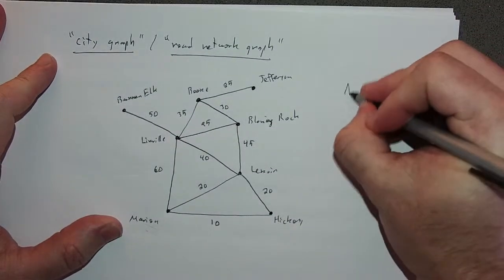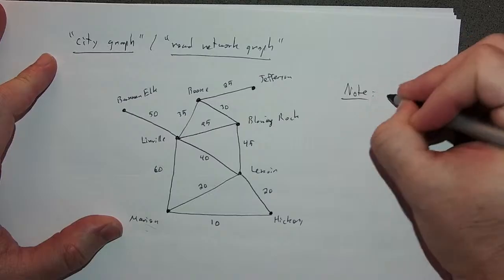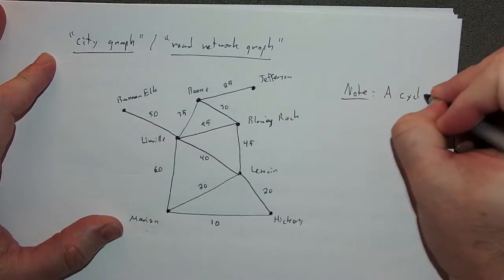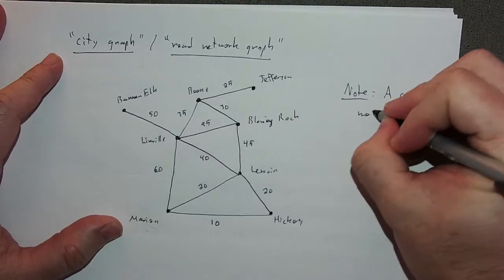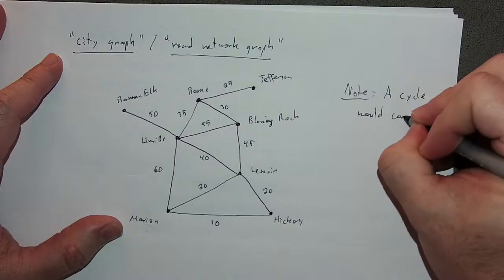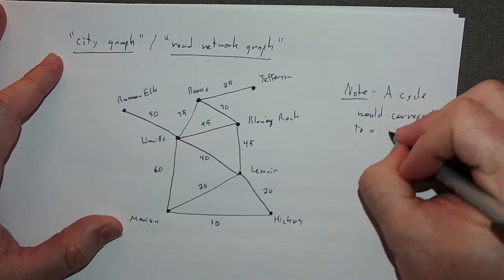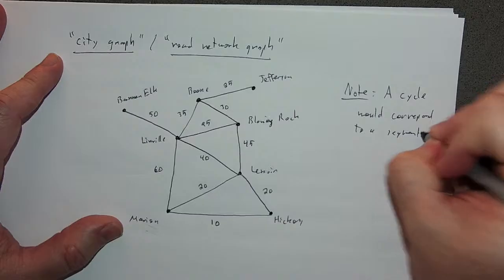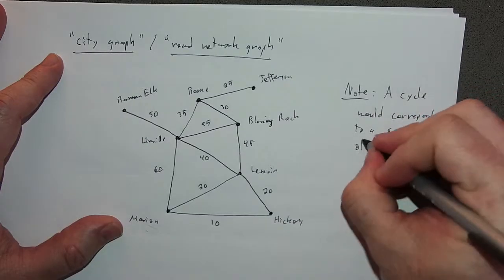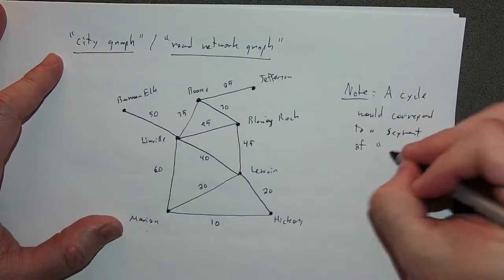So note, a cycle would correspond to a segment of wasted track.